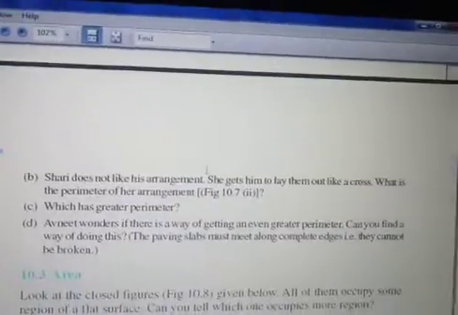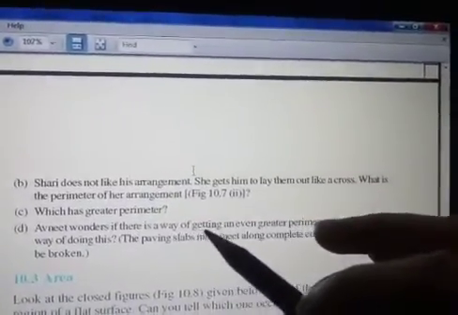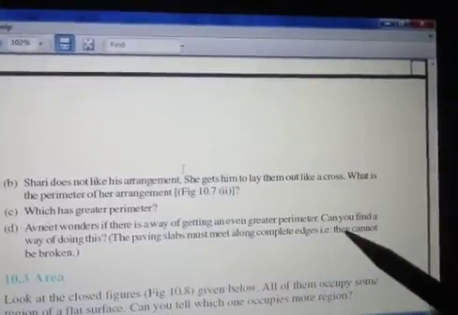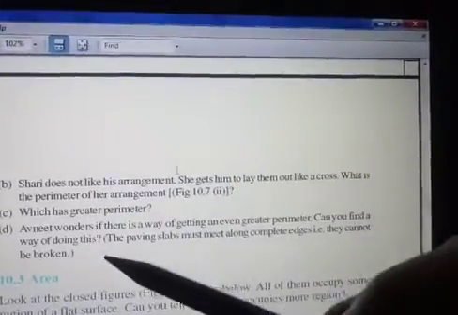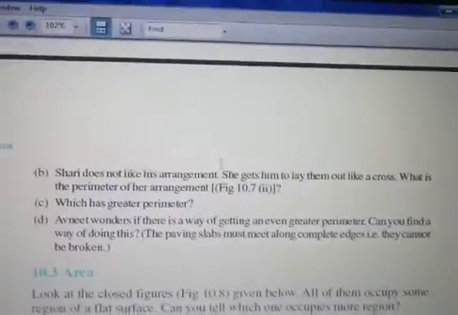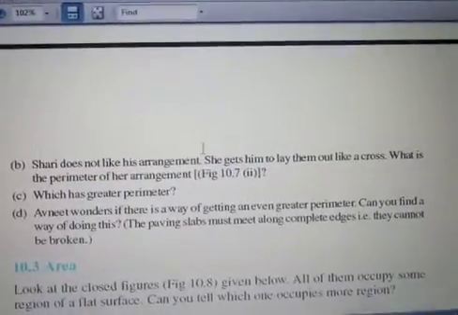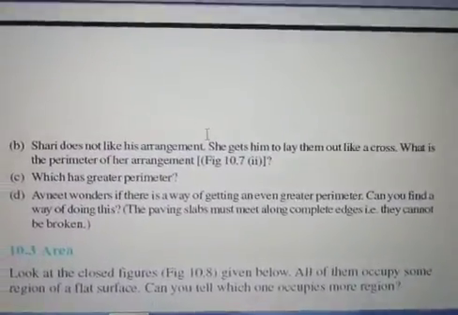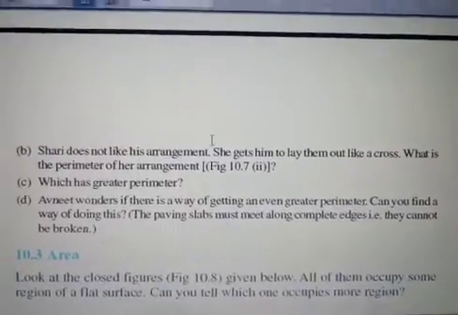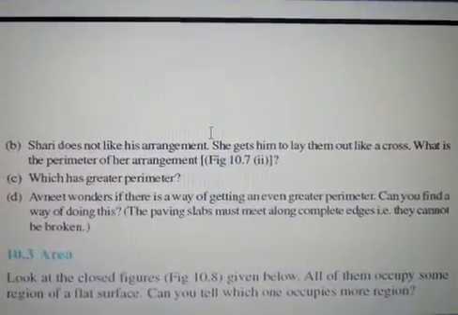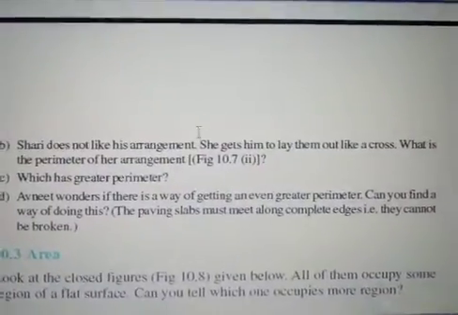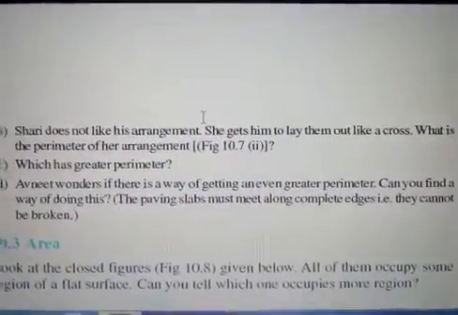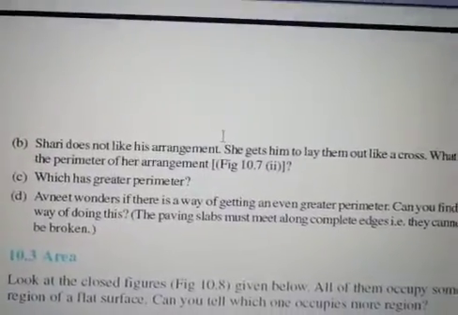Then Avneet wonders if there is a way of getting an even greater perimeter. Can you find a way of doing that? Avneet has one arrangement and Shari has a different arrangement. For different arrangements, the perimeter may differ. So he is wondering. You should find the answer to this question also. This is the question where you should think of an answer. So the 17th sum is your homework.